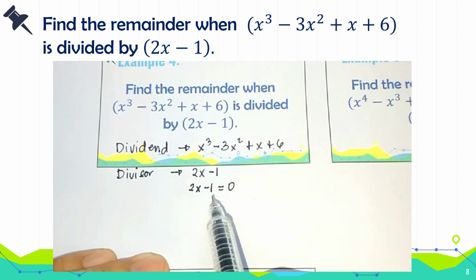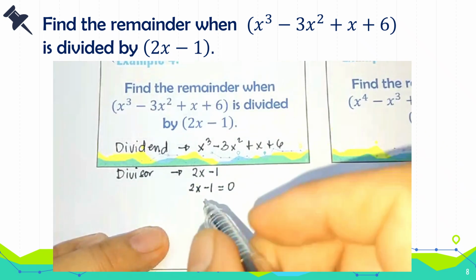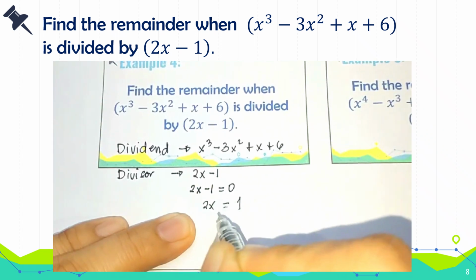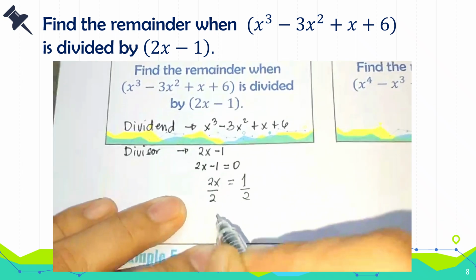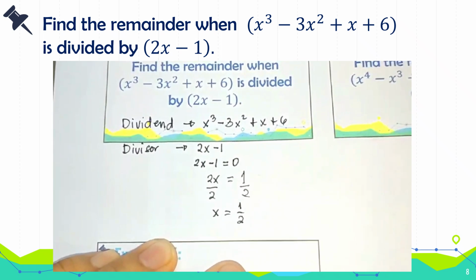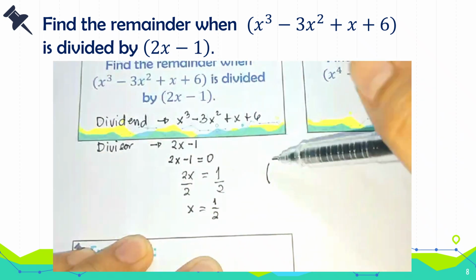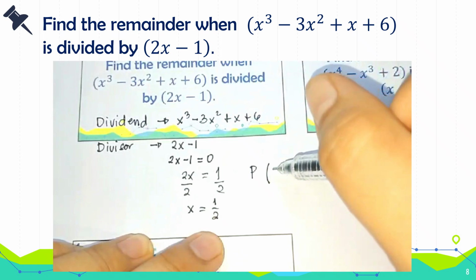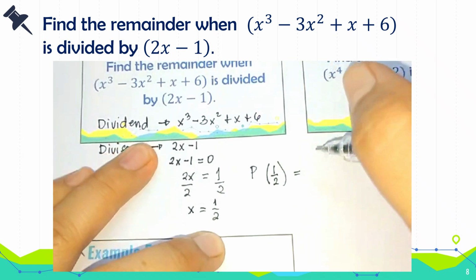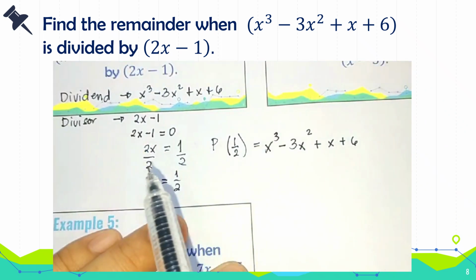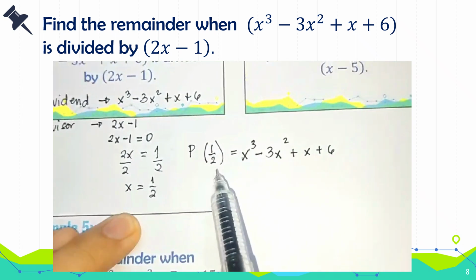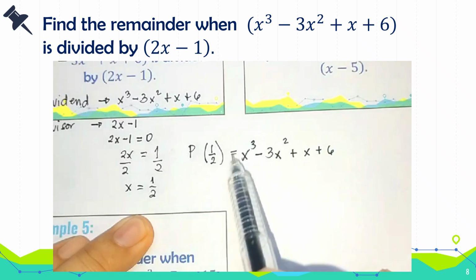We will equate this to 2x minus 1 equals 0. Let's solve for the value of x. This will give us 2x is equal to positive 1. Divide both sides by 2, and we have the value of x equals 1/2. Using the remainder theorem, we state that R of 1/2, we will evaluate the dividend like what you did earlier. So your value of x from the divisor, we will substitute it in this expression of our dividend.